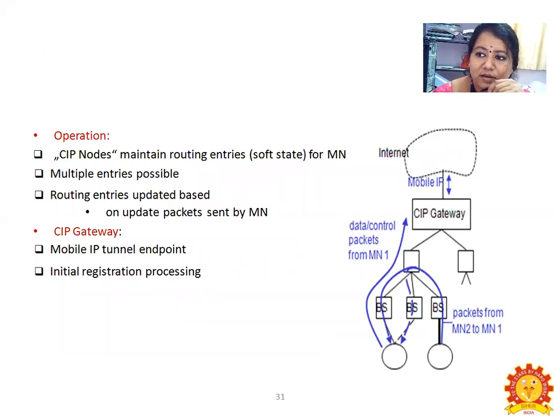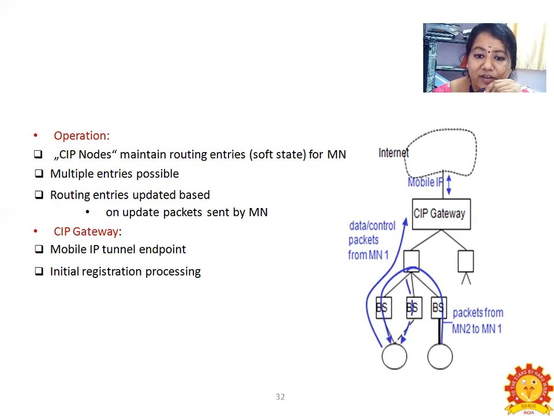Next, the operations. Here we have the internet, that is, the mobile IP goes to the SIP gateway. From there it goes to many nodes, that is, base stations. So the two base stations are connected to a single node, which will have data or control packets from M1 or the packets from M12 to M11. Here the SIP node maintains the routing entries. Multiple entries are possible. The routing entry is updated based on the update packets sent by the M1.